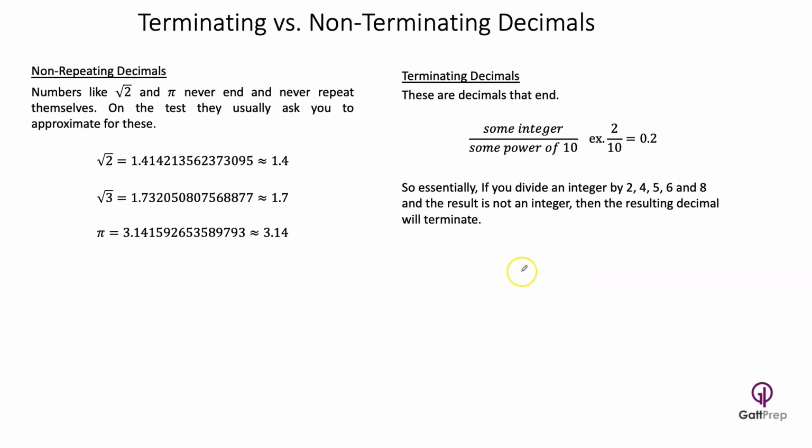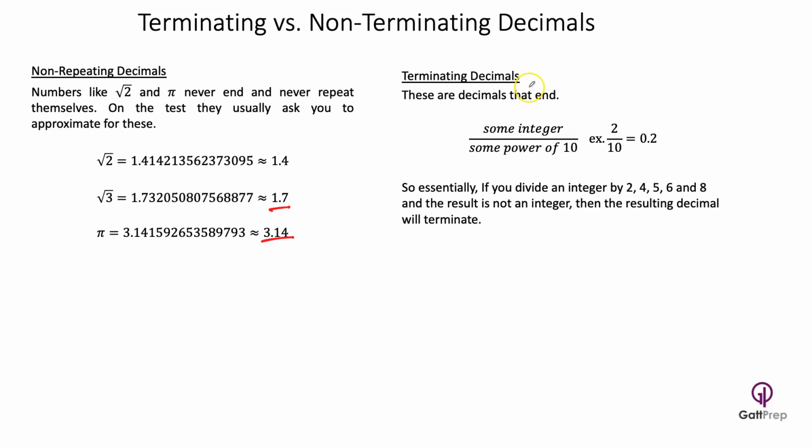Now let us turn our attention to non-repeating decimals. Now there are numbers like root 2 and pi, which will never end and they will never repeat themselves. So on a test, they usually ask you to approximate for these. So here root 2 is 1.41421355, all these numbers, but you can shorten this to 1.4. Now root 3 is 1.7. All these numbers you can approximate to 1.7, and then pi is 3.14.